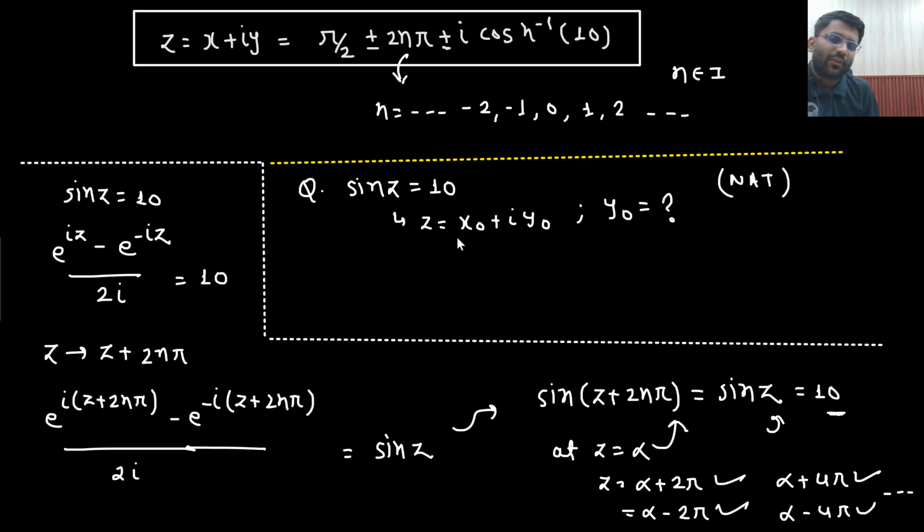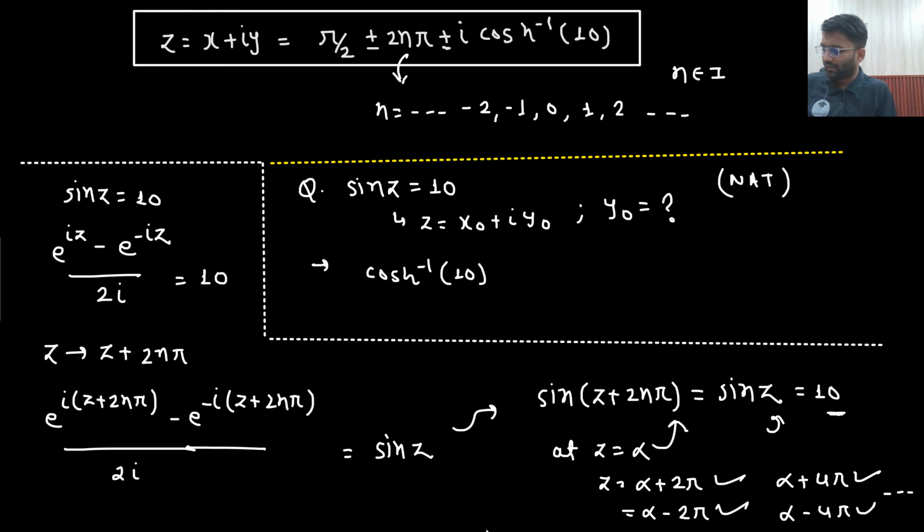NAT problem. He cannot ask the value of x naught. Why is that so? Because he knows that x naught can take multiple values: pi by 2, pi by 2 plus 2 pi, pi by 2 plus 4 pi, and so on. So he will ask you the value of y naught. What is your answer? Cos hyperbolic inverse tan.